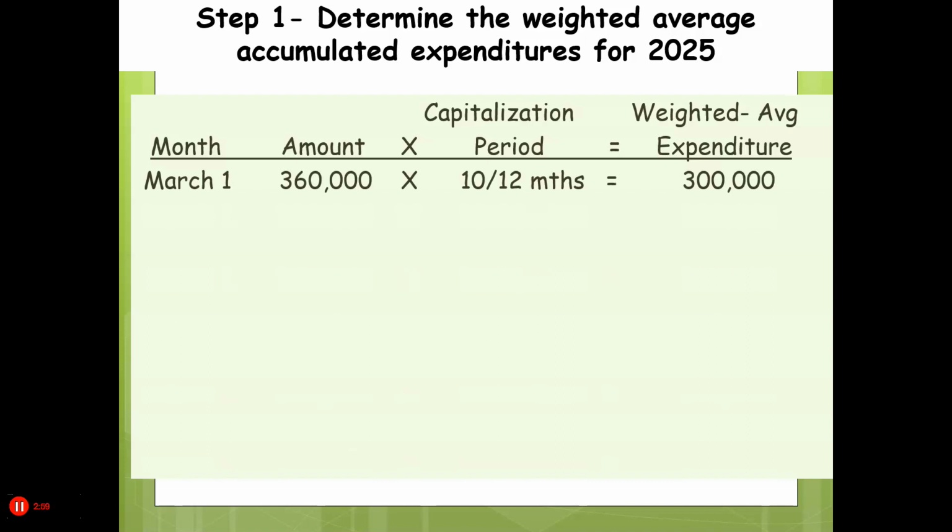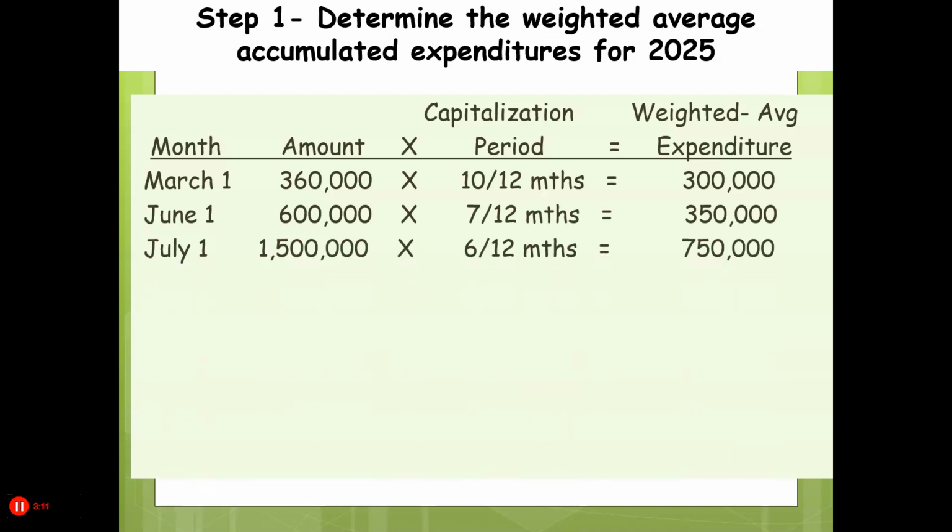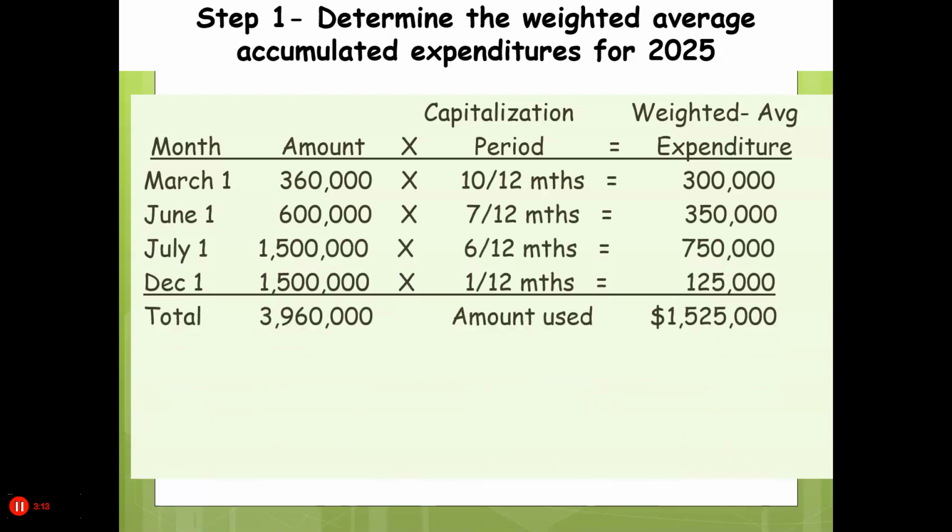So first of all, the $360,000 expenditure would have been over 10 months because it was on March 1st. On June 1st, it would be 7 months over 12. July 1st, it would be 6. December 1st, it would be 1. So we have average weighted expenditures of $1,525,000.